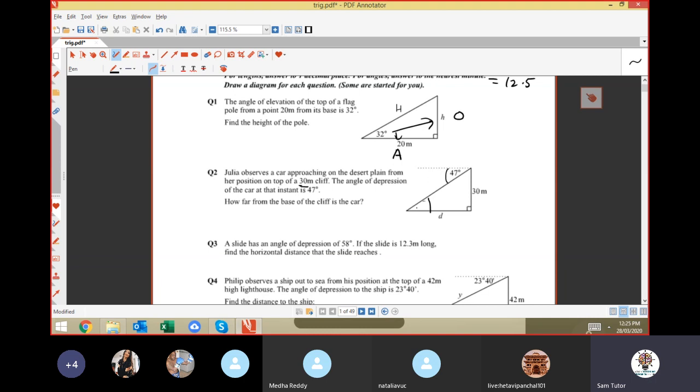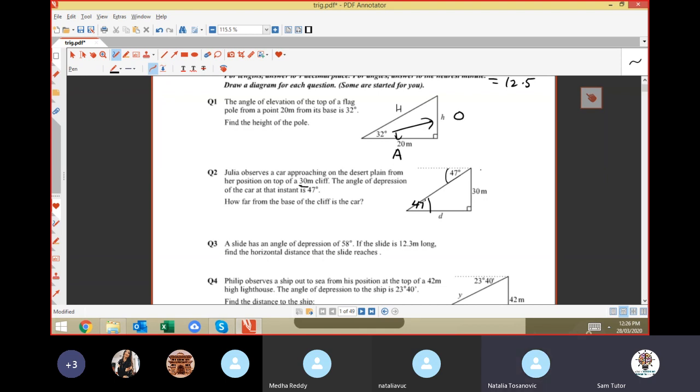If this bit's 47, what do you know about this bit as well? That it's 47. Do you remember why? Because they're on the Z. Yes, alternate angles, correct. So that's 47, and then what are you going to use for this one? This one here. What trig ratio are you going to use now? Sine, cos, or tan?